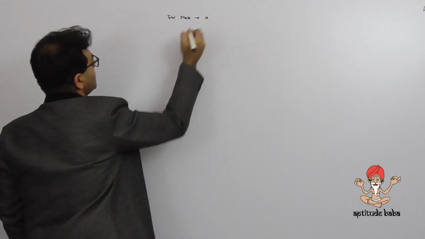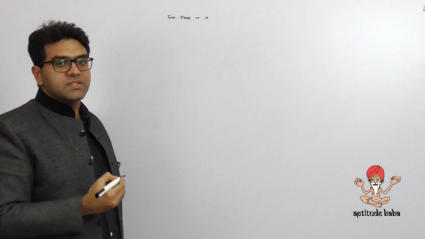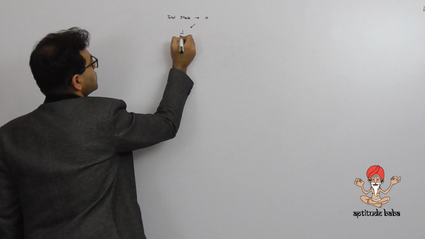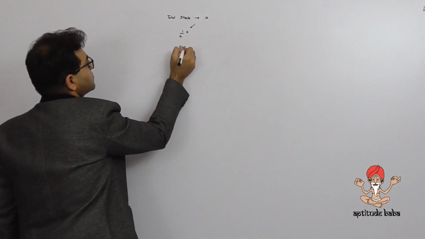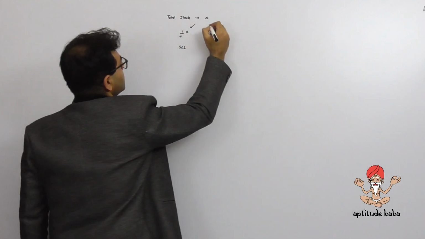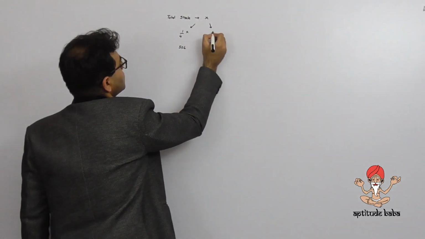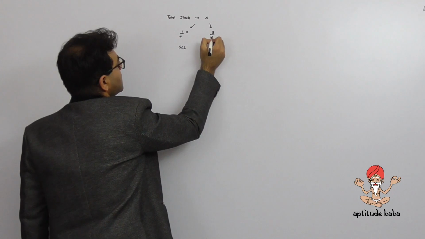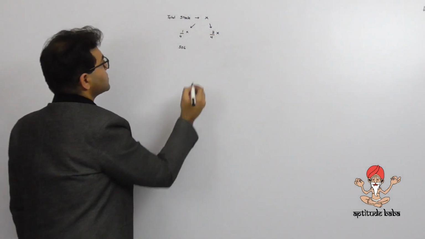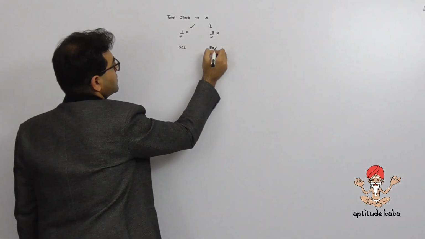Now if you assume the total stock to be X, the salesman is selling 1/4 of his stock. That means 1/4 of X at 50% profit. And the remaining. Now if the total stock is X, what will be the remaining stock? Well, the remaining stock will be X minus 1/4 of X, that is 3/4 of X. So he sells the remaining stock at 80% profit.